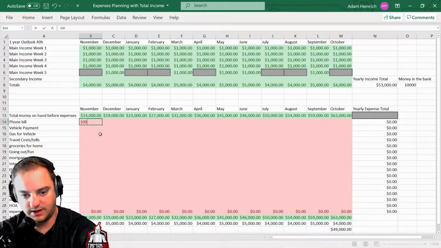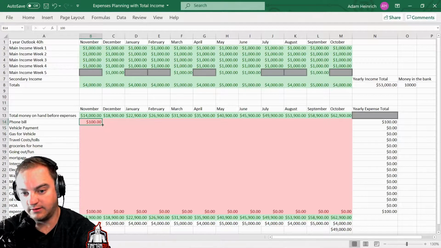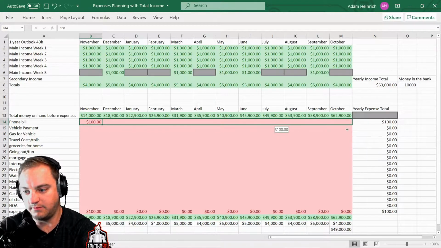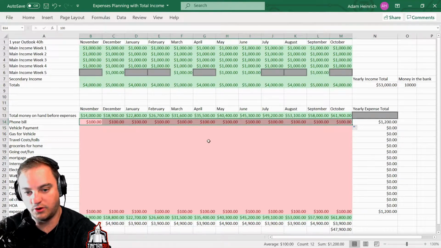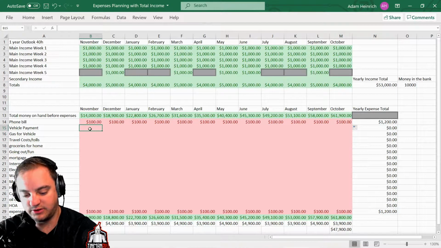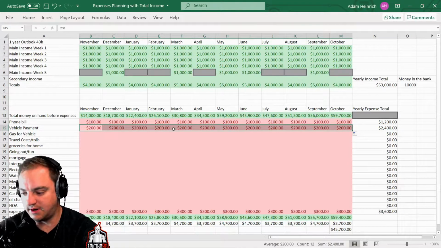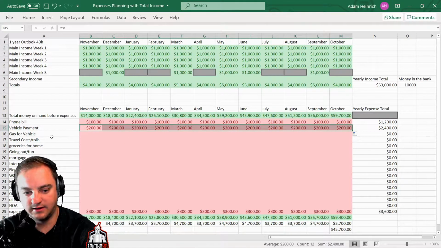Phone bill, $100. Okay, and the thing about the phone bill is that's going to be recurring. Every month you're going to get the same. You may get a little more, so overestimate. Vehicle payment. I think the average, I don't know, I could be wrong, I'm going to say $200. It's probably more, but that's once again an every month kind of thing.